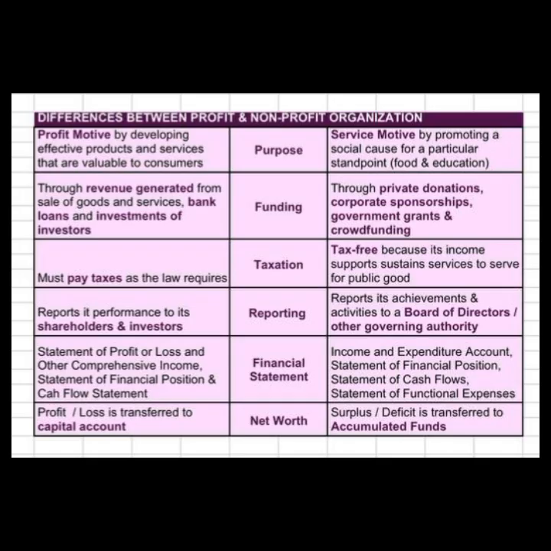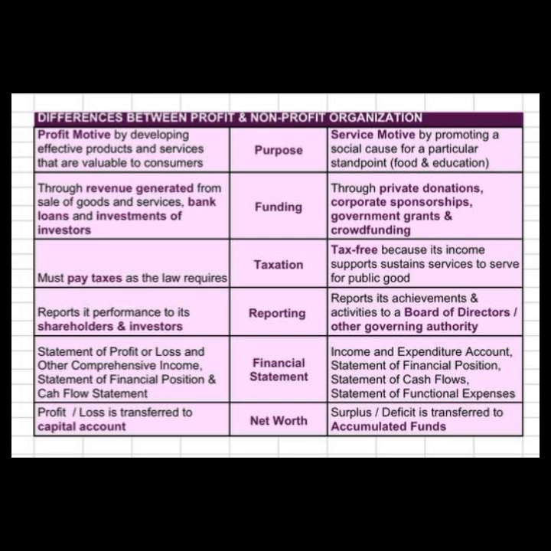Differences between profit and non-profit organizations. The purpose of a profit organization is developing effective products and services that are valuable to consumers, while an NPO promotes a social cause from a particular standpoint, especially assisting with basic human and environmental needs such as food, water, and education.